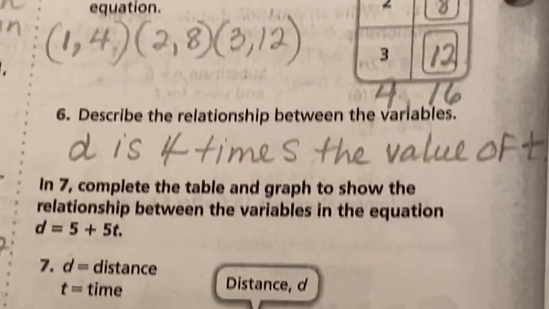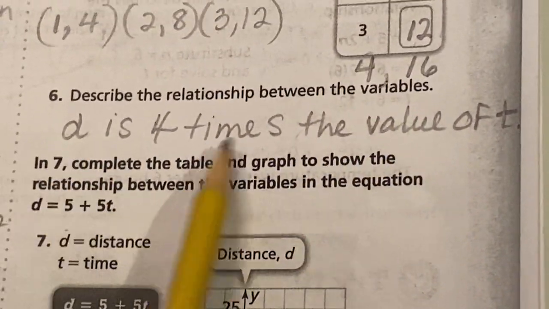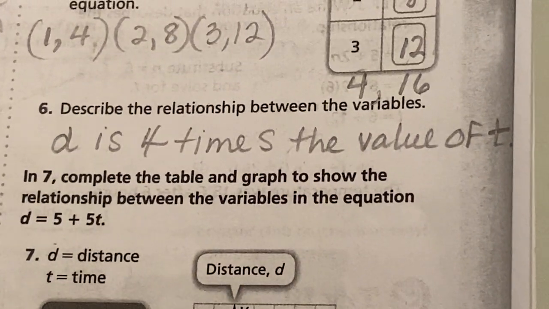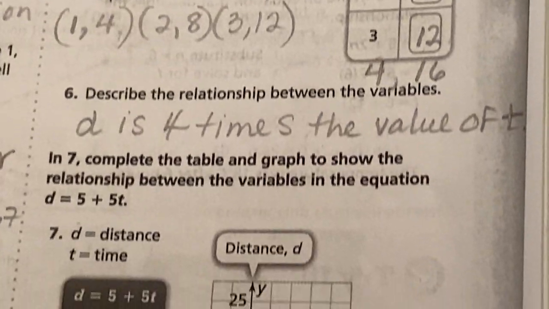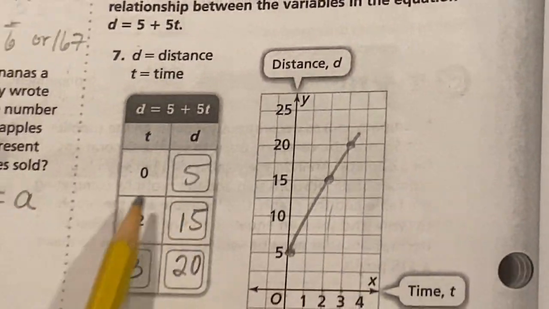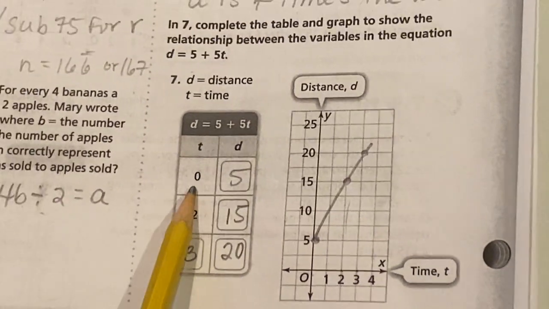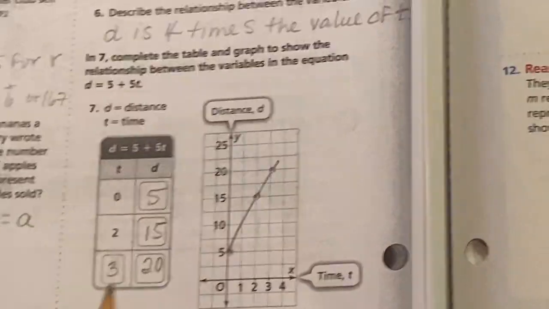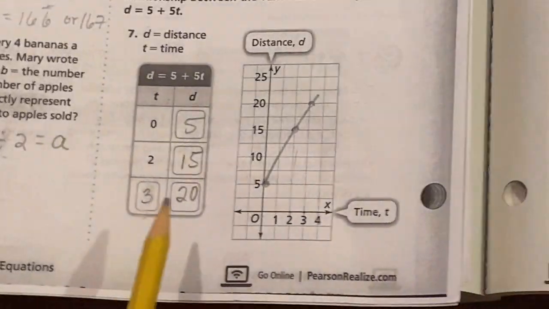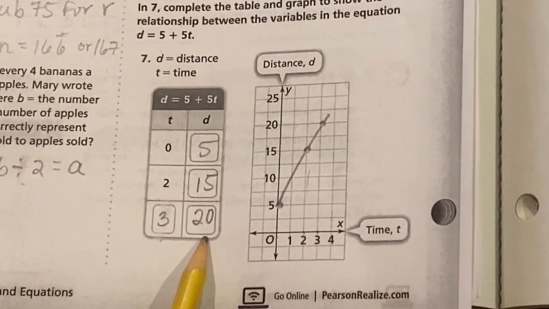Okay? Now, describe the relationship. D is 4 times the value of t. There you go. All right, and for this one, the table completed looks like this. If t is 0, d is 5. If t is 2, d is 15. If t is 3, then d is 20.